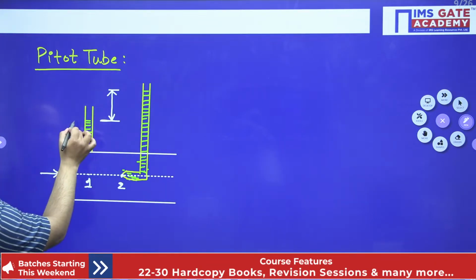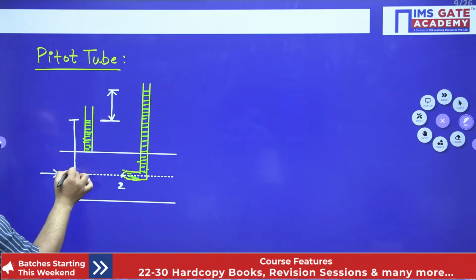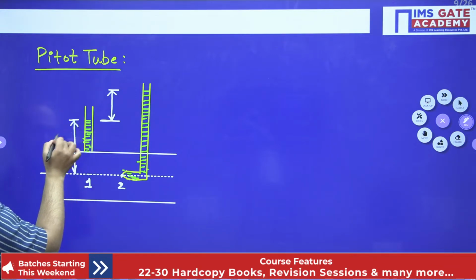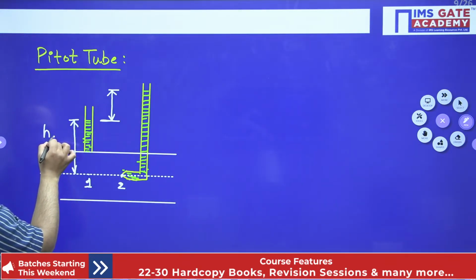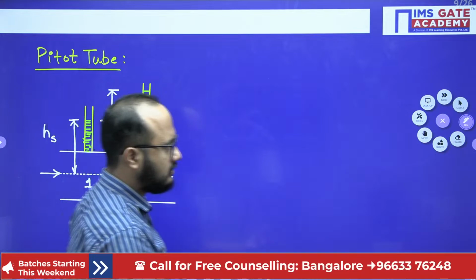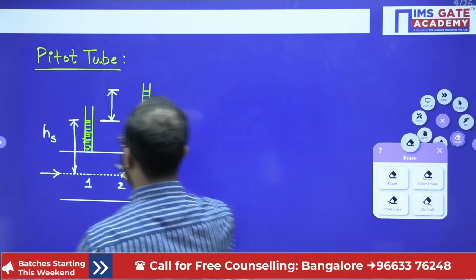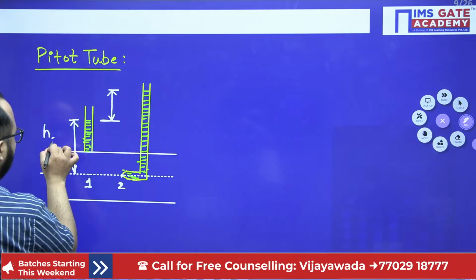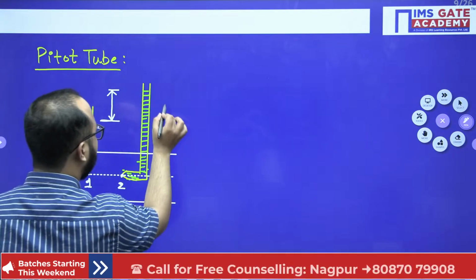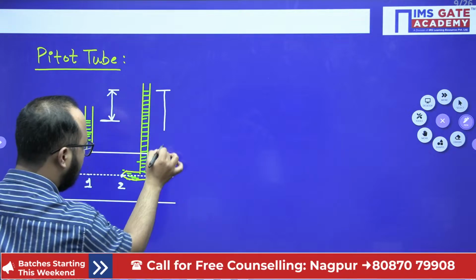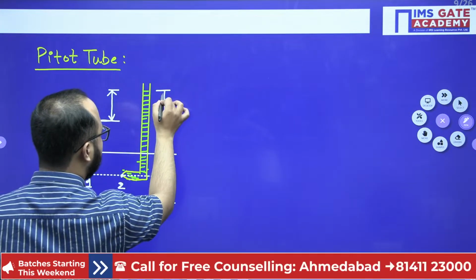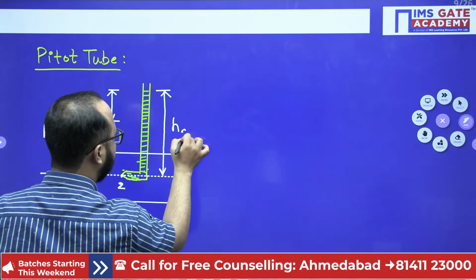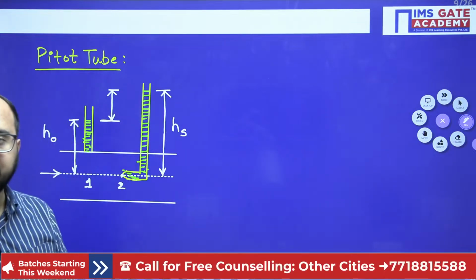Now, first of all, this much head is known as the static pressure head, HS, or simply H naught. I will use the notation H naught here, not HS, because HS I will use for the stagnation head. This H naught head represents the static pressure head. This much head is known as HS, which represents the stagnation head.